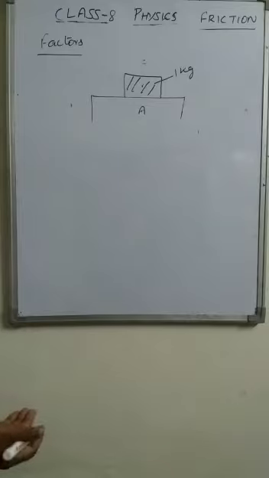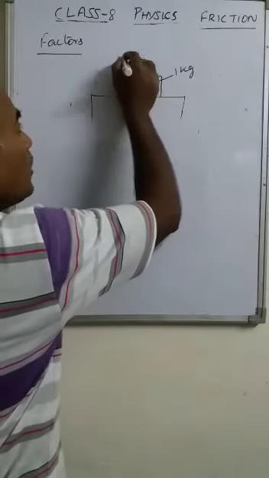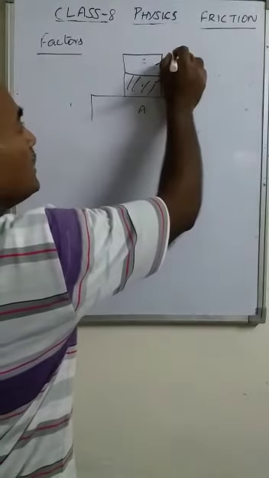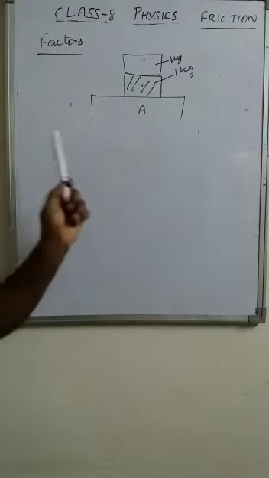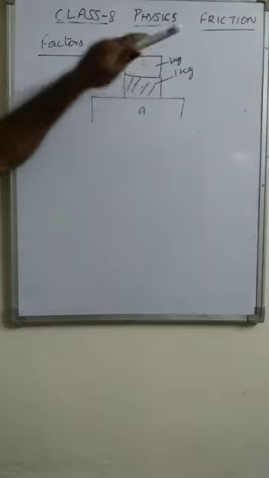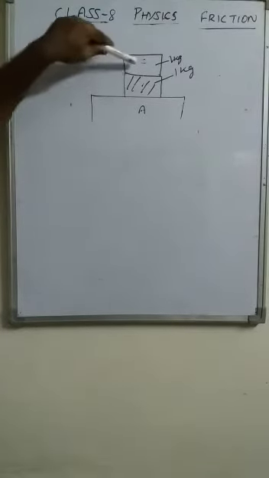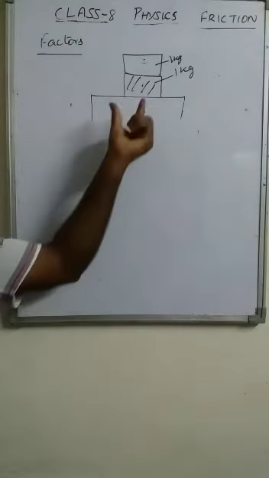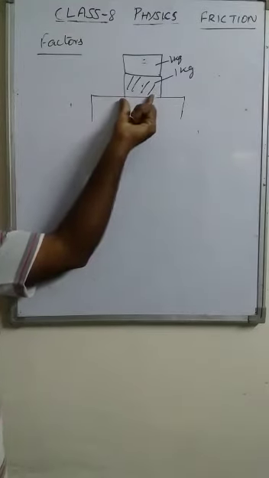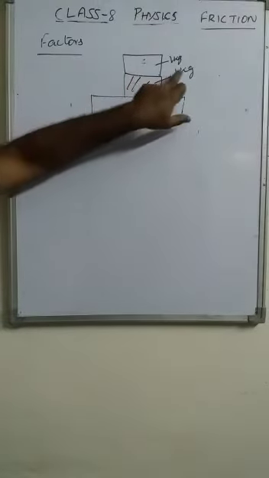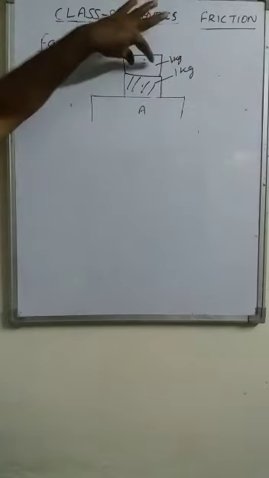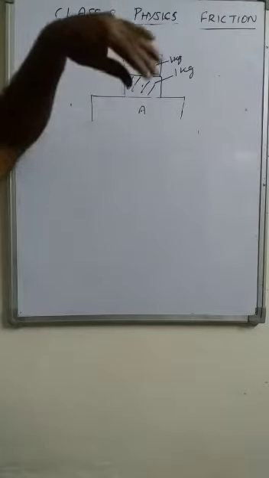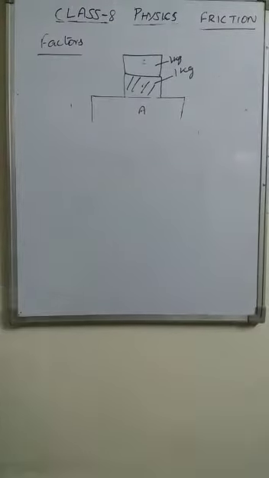Then we put one more weight of 1 kg. Now the total is 2 kg. Here we just increase the weight of the object placed on the table. But the portion in contact with the surface remains the same. When 1 kg was placed, this portion was in contact with the table. When we add 1 more kg, the portion in contact with the table is again the same.